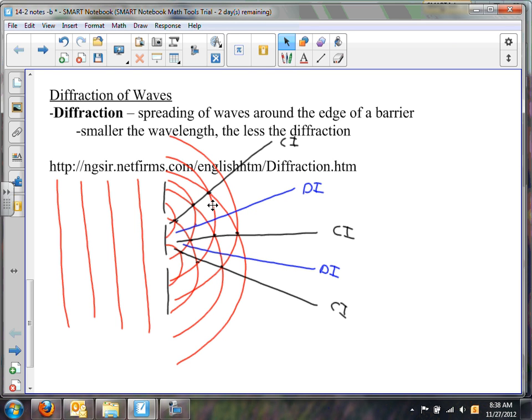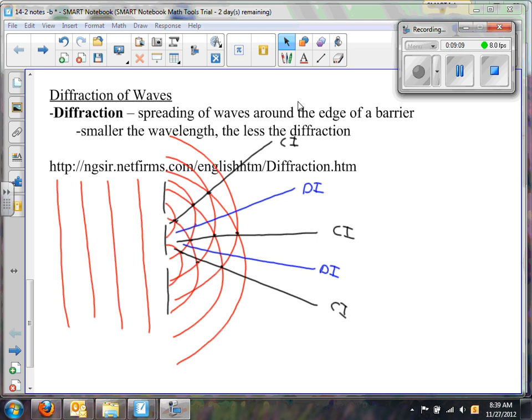So what you end up seeing are bands of, if this were light, whereas constructive interference, it would be bright light and then dark, bright light, dark, bright light, dark, and so on with your interference patterns. And that ends chapter 14.